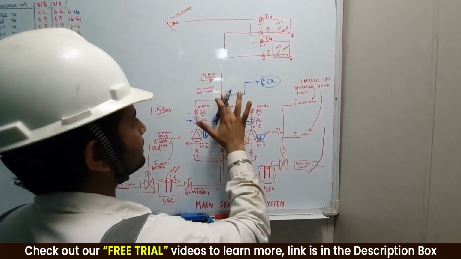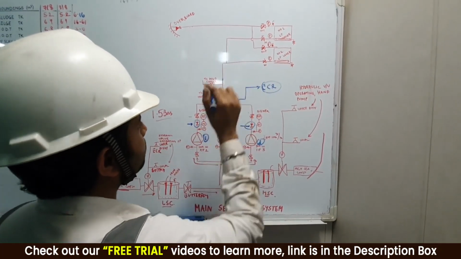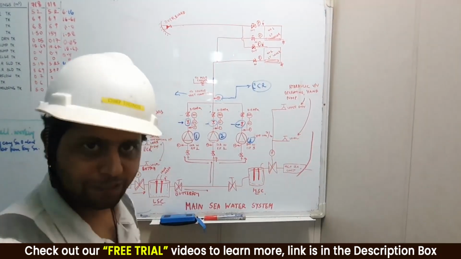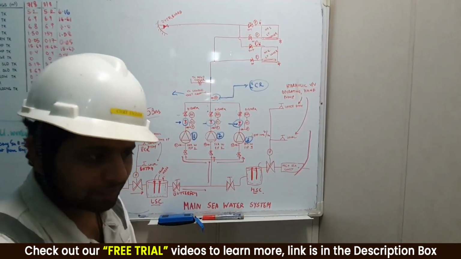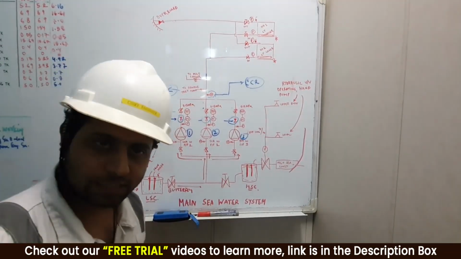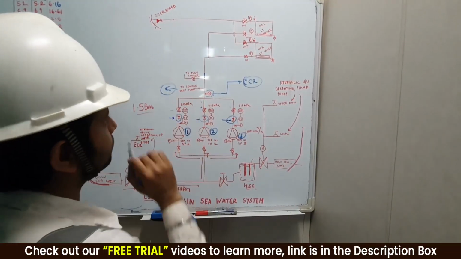So from here now my seawater is going to the sewage treatment plant. Why? Because if we have to do the back flushing, then in that case we need it for the sewage treatment plant back flushing, so this line is given in the sewage treatment plant line. When we are discussing the sewage treatment plant, we'll be talking about this line.